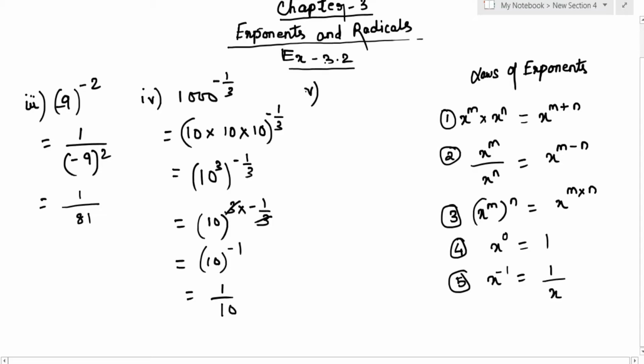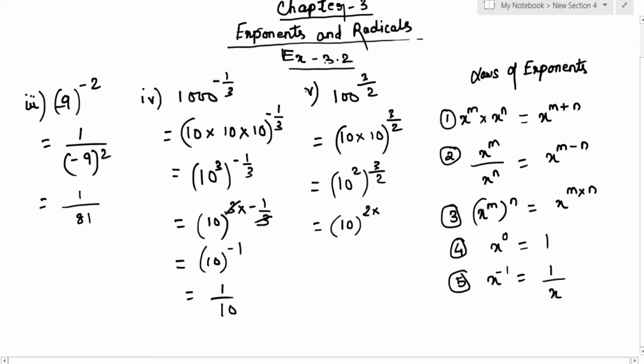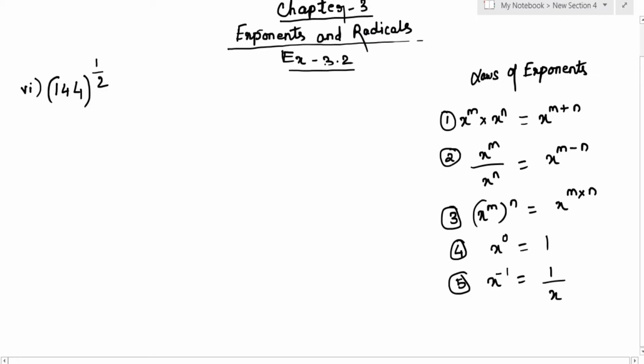Now coming to the fifth part, the fifth is 100 to the power 3 by 2. Now 100 means the square of 10. So in the next step we can write that as the square. And now again we have power to the power, so we can multiply the powers, that is 2 into 3 by 2. 2 and 2 are going to be cancelled and the answer will become 10 to the power 3. 10 to the power 3 means 10 into 10 into 10. That is 1000.